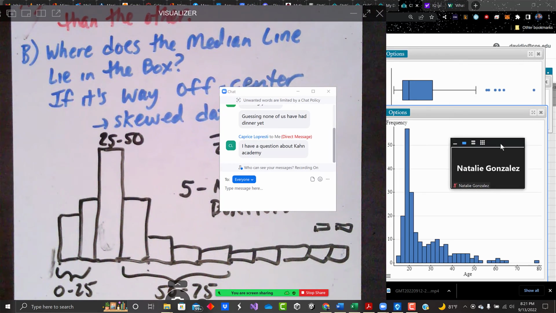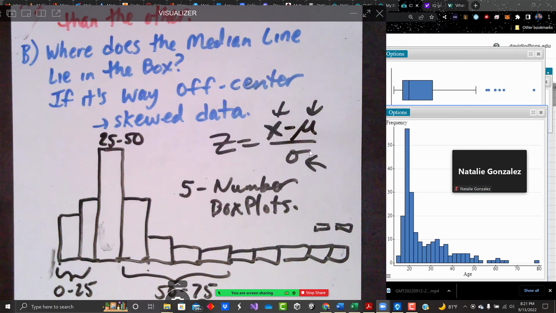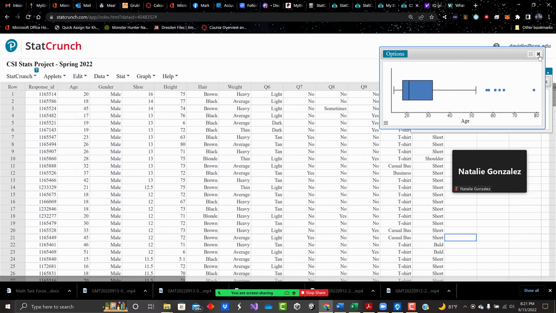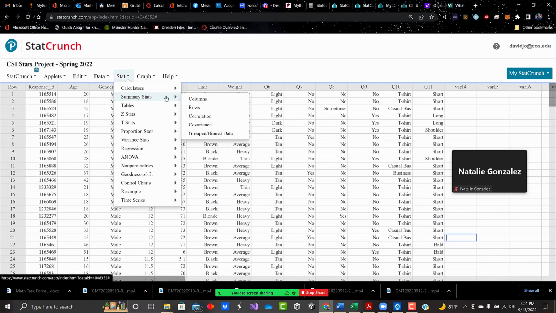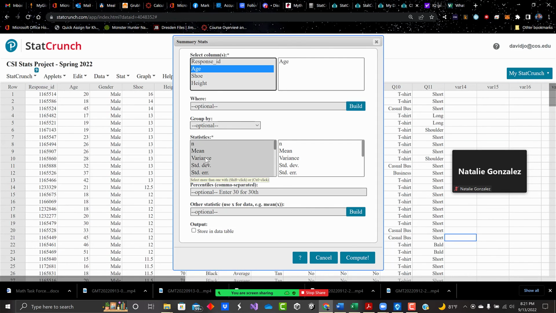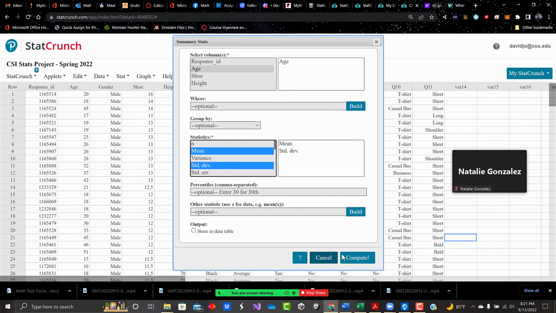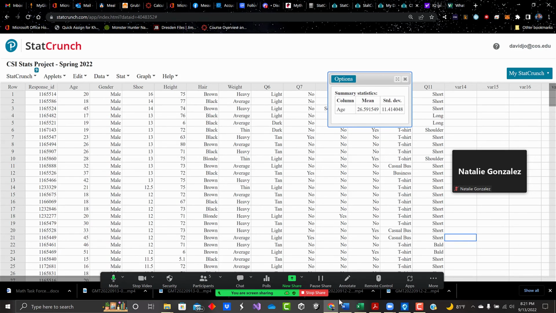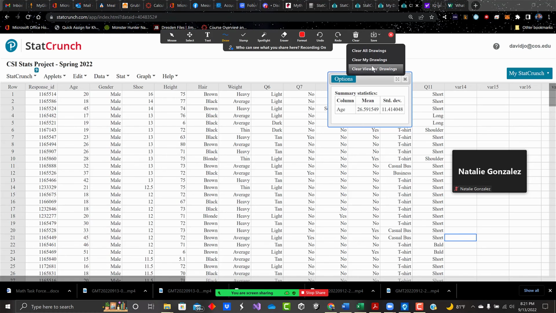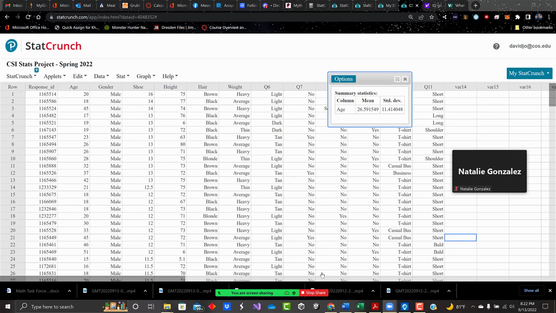One other thing, for the z-score, if you do not have the mean and the standard deviation, remember you can calculate it in StatCrunch. If you've got the data, you can calculate it by clicking mean and standard deviation. So that's my mu, and that's my sigma. So remember, you can calculate that. And there we go. Okay.